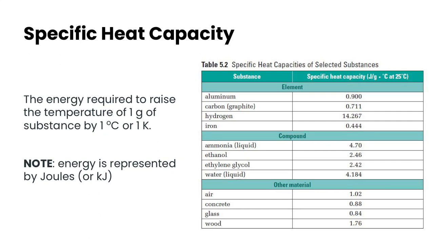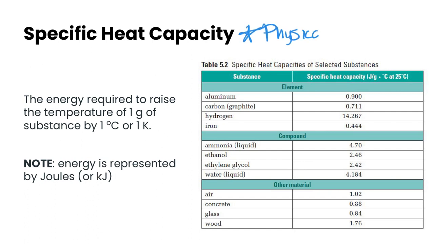In this video, we're going to take a look at specific heat capacity and how we can use specific heat capacity to figure out energy that is flowing into or out of a system. So let's start with specific heat capacity. This is a type of physical property.